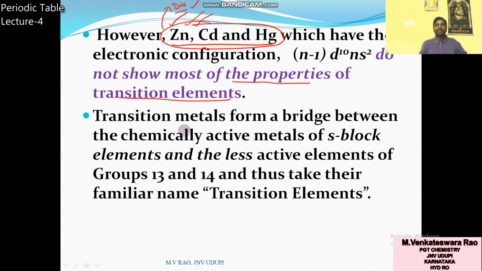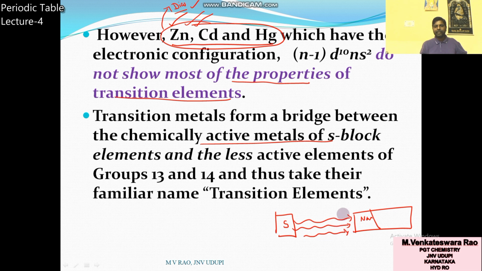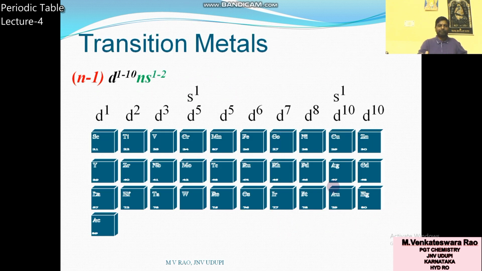Next, transition metals form a bridge between the chemically active metals of the S block. S block elements are active. In the P block these are less active. So from active to less reactive, it is a transition. Transition metals form a bridge between the chemically active metals of S block elements and the less active elements of group 13 and 14. That's why they are called transition elements.